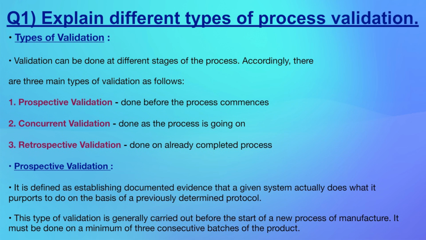Prospective validation is defined as establishing documented evidence that a given system actually does what it purports to do on the basis of a previously determined protocol. This type of validation is generally carried out before the start of a new manufacturing process. It must be done on a minimum of 3 consecutive batches of the product.